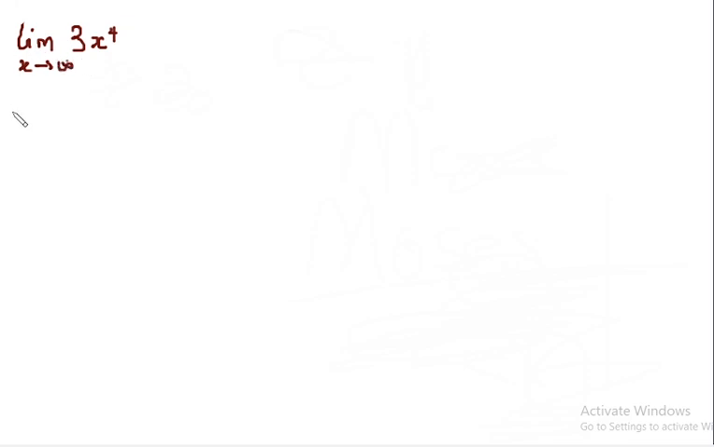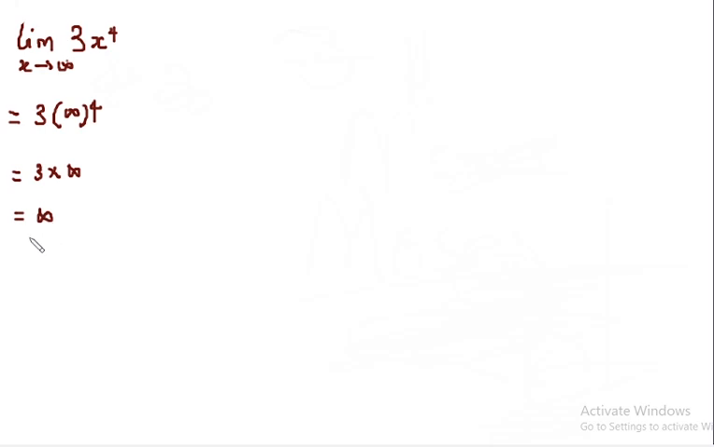This term becomes equal to 3 open brackets. We substitute the infinity sign for the x here, so we have infinity to the power of 4. Now, 3 times infinity to the power of 4 happens to still be infinity. So we have infinity here, and then 3 times infinity is still also infinity.